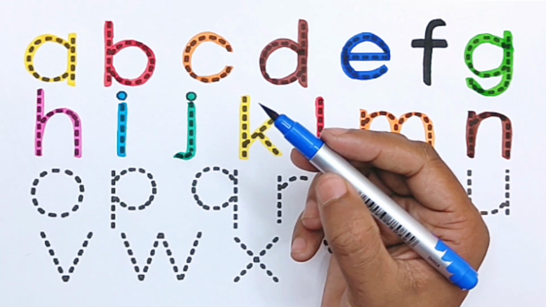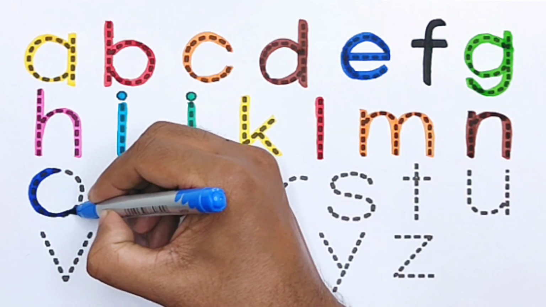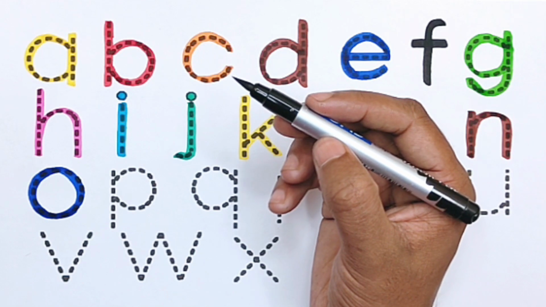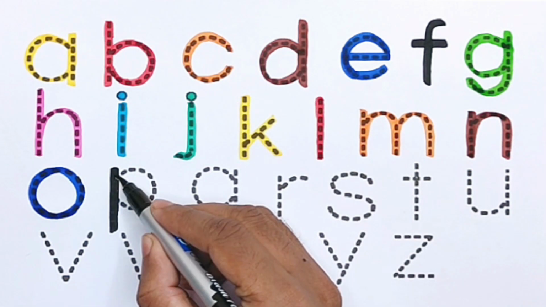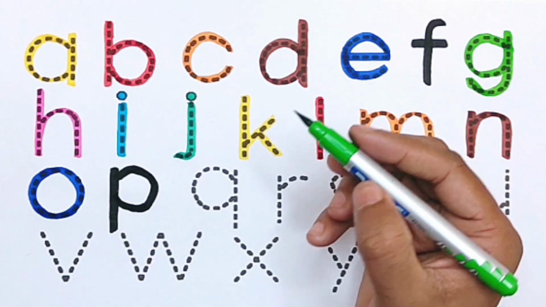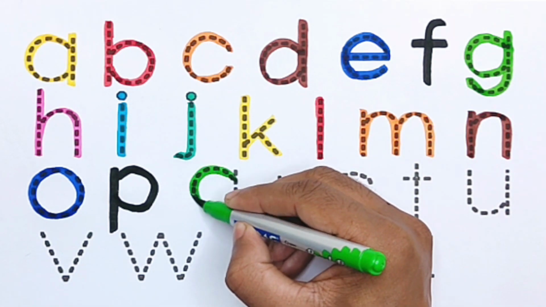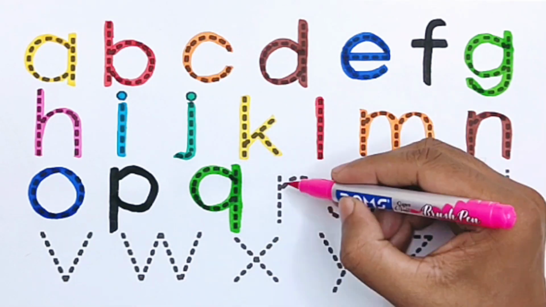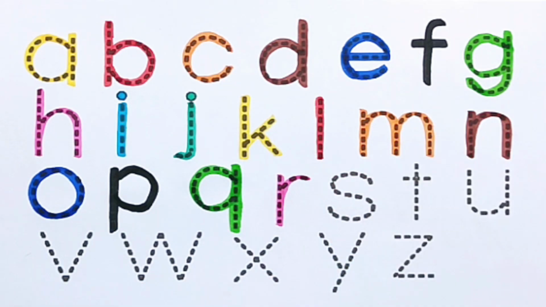Blue color. O for onion. Black color. P for pineapple. Light green color. Q for queen. Pink color. R for rainbow.